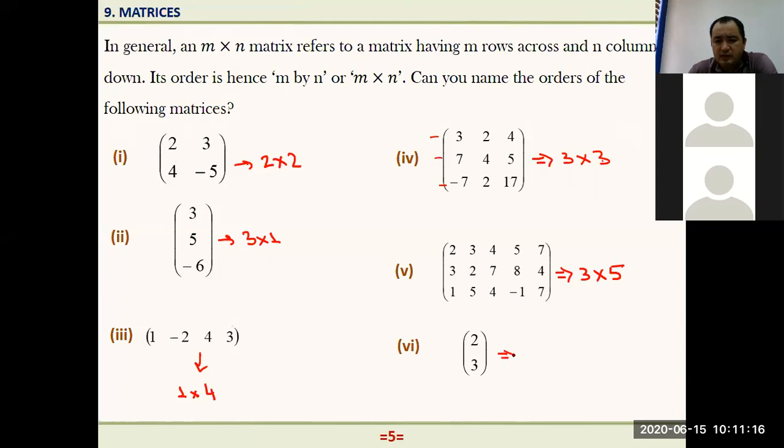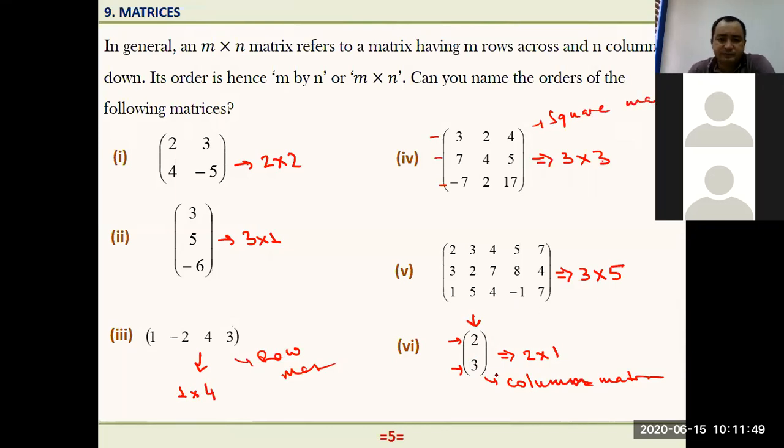How about this one? It has 2 rows, the first row and the second row. So it is 2 here. How many columns? It has only 1 column. So it is a 2 by 1 matrix. And we know that if a matrix has only 1 column, we call this a column matrix. And this one is a row matrix. And this one is a square matrix. And this one is also a column matrix. How about this one? Nothing, it's just a matrix.